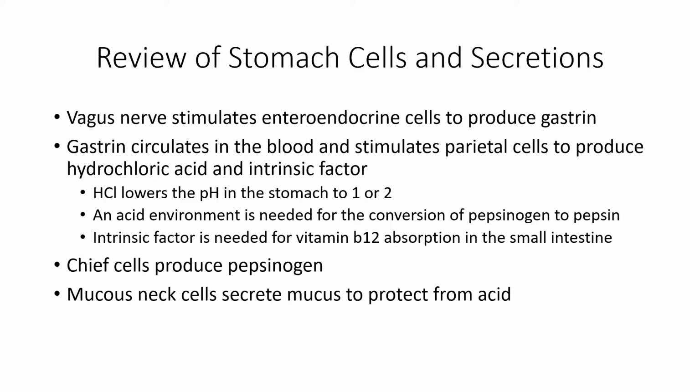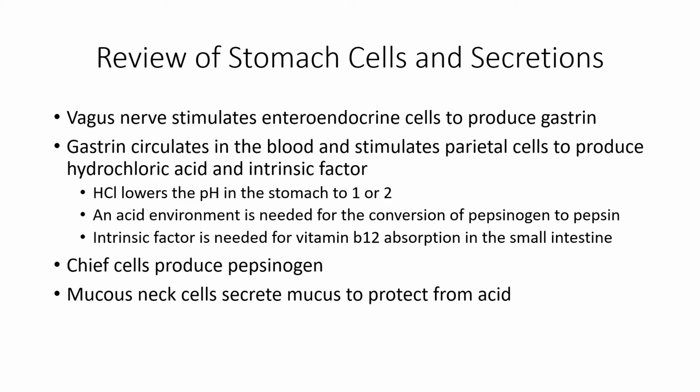Secondly, you'll notice intrinsic factor is also produced by those parietal cells. It's needed for vitamin B12 absorption in the small intestine. Without it, we are impaired in terms of red blood cell production, and we can develop a condition called pernicious anemia. If you think about people who have had gastric bypass surgery, pernicious anemia could be a real possible problem for them.